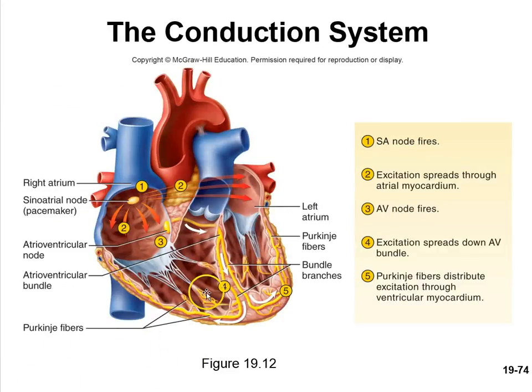This diagram shows that with the numbers. Here's that SA node, or the pacemaker. The excitation spreads through the atriomyocardium. That's the arrows here. Then to number 3, here's the AV node.